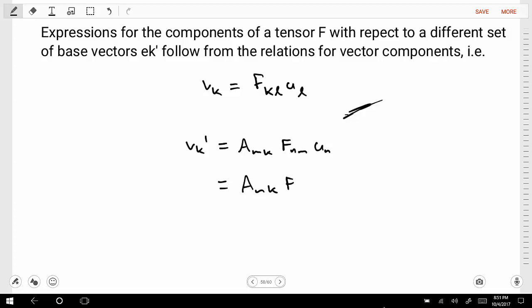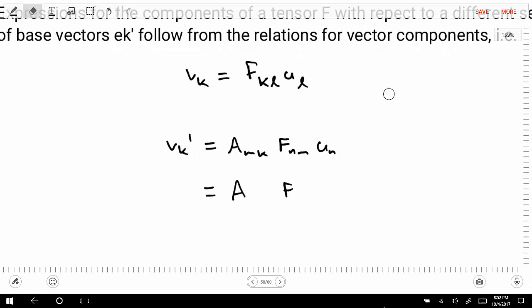Let's verify these indices. We'll actually switch our indices here. Let's clean this up a little bit. So A MK, F, M, N. So we're switching our indices. A, N, L, and U, L prime. We rearrange our indices here.